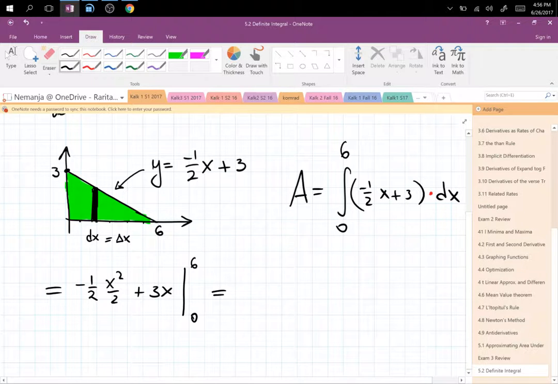So the vertical line computed between 0 and 6. I hate when it disappears.